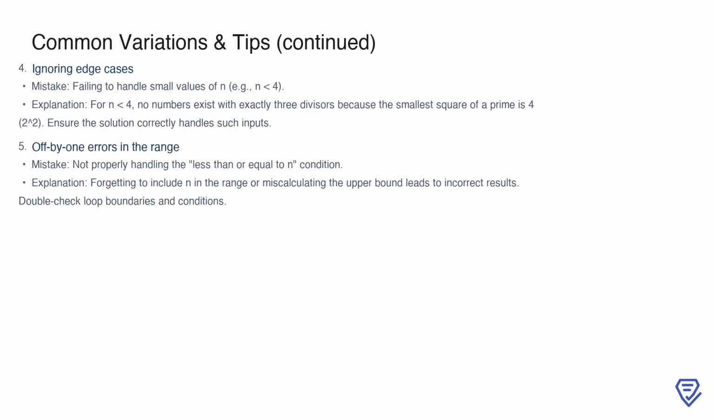Another mistake to avoid is ignoring edge cases. For example, when n is less than 4, no numbers exist that have exactly 3 divisors, as the smallest prime square is 4, which is 2 squared. Your solution should handle these small inputs gracefully. Additionally, off-by-1 errors are a common pitfall. When determining the range of numbers to include, it's easy to miscalculate and either exclude n or go beyond it accidentally. Make sure the less than or equal to n condition is properly implemented and double-check your loop boundaries to avoid errors in your final results.